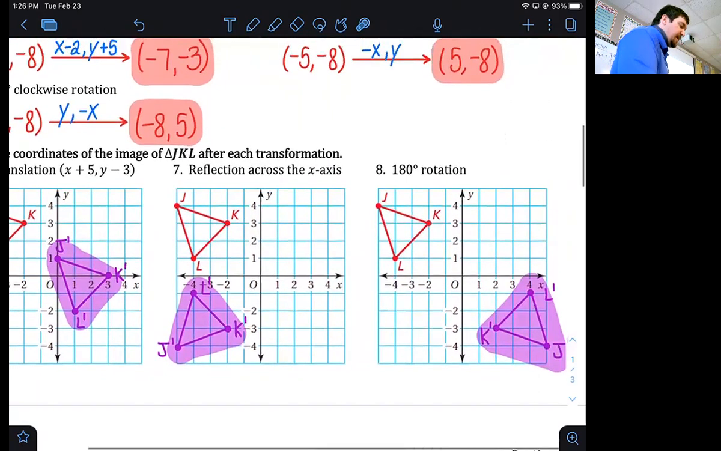Number 8 was a 180-degree rotation. Now, a 180-degree rotation takes the opposite of the x-coordinate and the opposite of the y-coordinate, and that's it. I don't need to think of it in terms of moving it 90 degrees and then moving it 90 degrees again. I don't need to think of it like that. There's no flipping. 180-degree rotation just says, okay, so -5, 4 is going to become +5, -4.